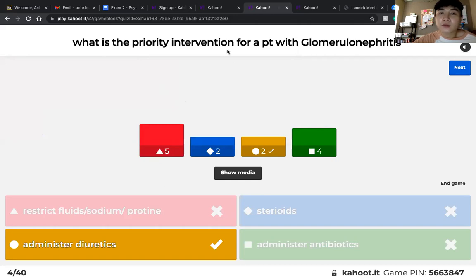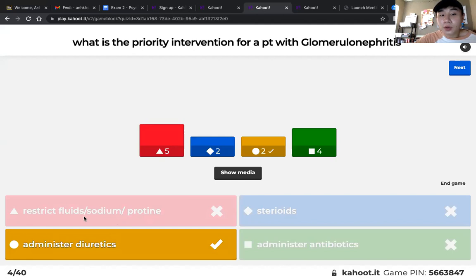What is the priority intervention for a patient with glomerulonephritis? All of these are correct answers. Before I looked at the result, I thought it was restrict fluid, sodium, and protein as well. But administering a diuretic is the most important one, because currently the patient is retaining water. In glomerulonephritis, the kidney produces very little urine, so we want to administer the diuretic so that the patient can reduce the swelling and the water retention in the body. But all of these are correct.